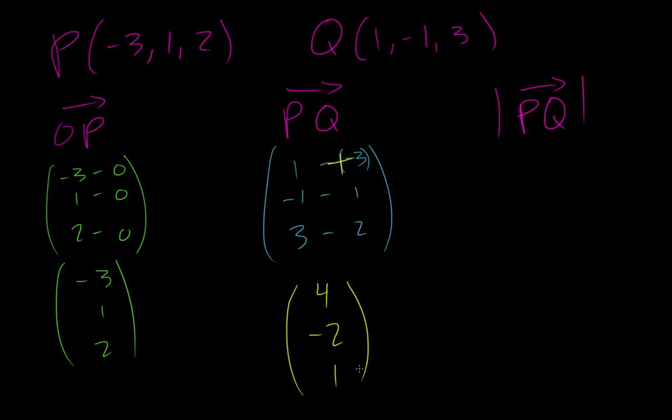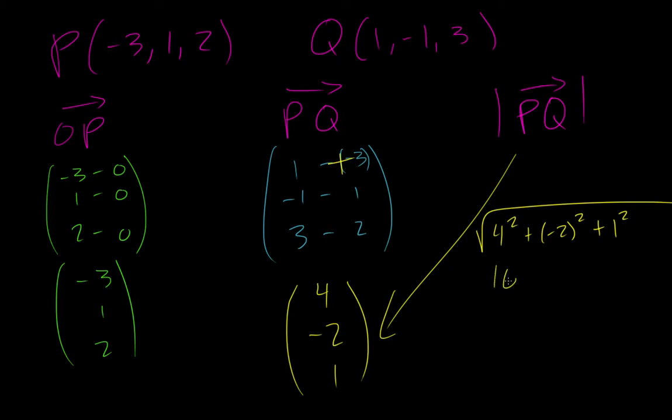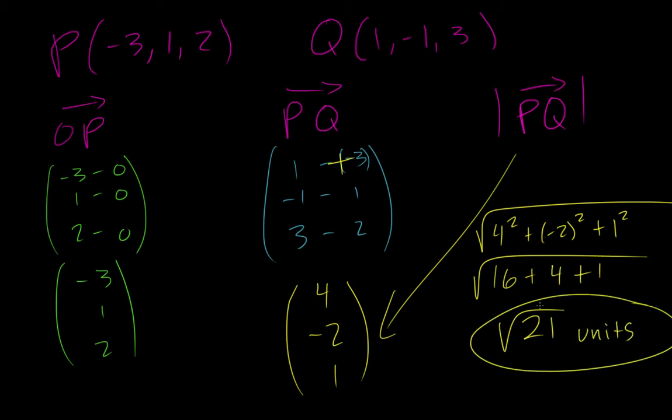And then we're done. Now if we want to find the magnitude of this, we do 4 squared plus -2 squared plus 1 squared. That's 16 plus 4 plus 1. That's 21. And so the magnitude is the square root of 21 units.